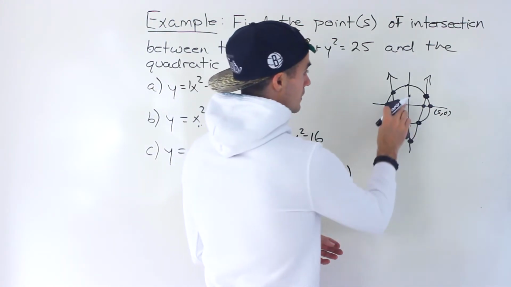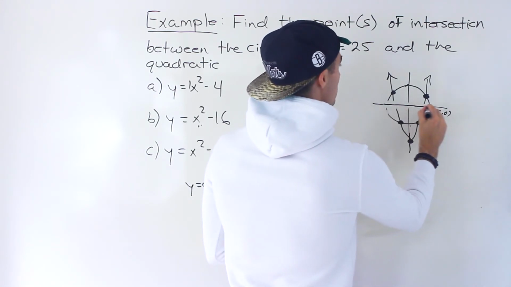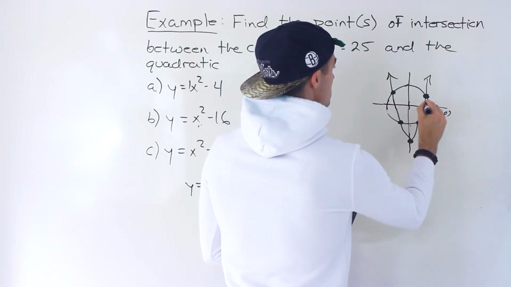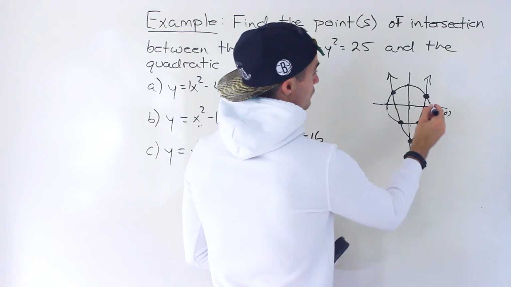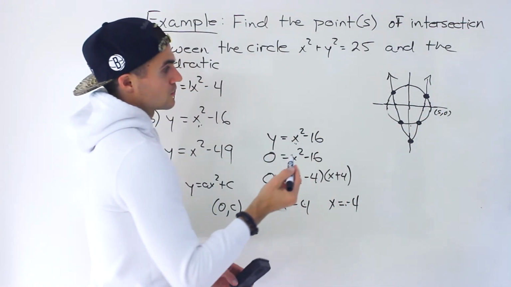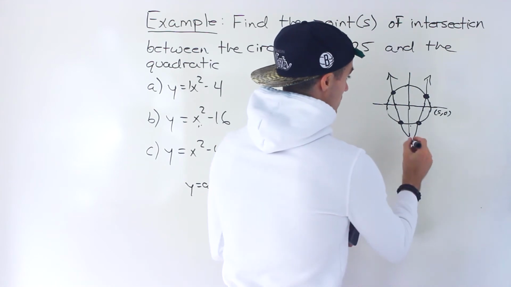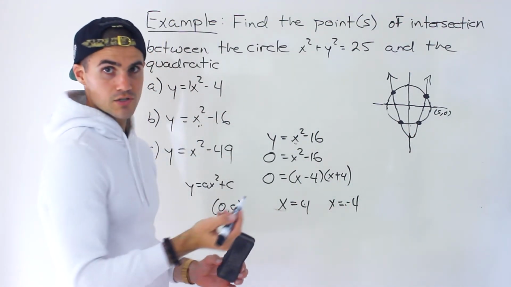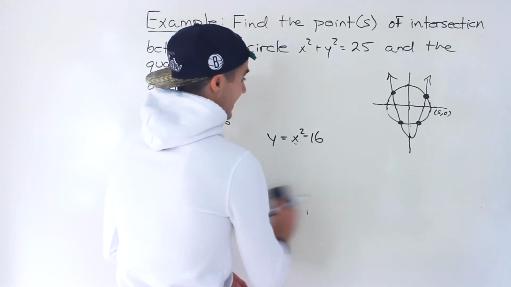Just so you're not getting confused with too many points drawn on the graphs, I'll get rid of those. And just knowing that this here is at negative 4, 4, this is at negative 5 and 5, right? So these 4 points, let me even take out the vertex here. Those are going to be the points of intersection right there. Okay, and so let's see if we actually get that.